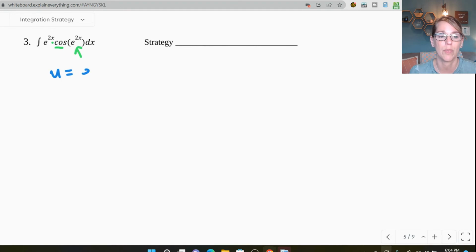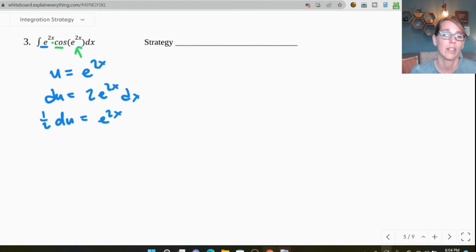So I'm going to let u equal e to the 2x. du, I get e to the 2x back, but I need to take the derivative of 2x as well. So I get 2 e to the 2x dx. That's going to replace this as well. So 1/2 du is going to replace that e to the 2x along with the dx. So my strategy here is the u-sub. Let's go ahead and do that u-sub.